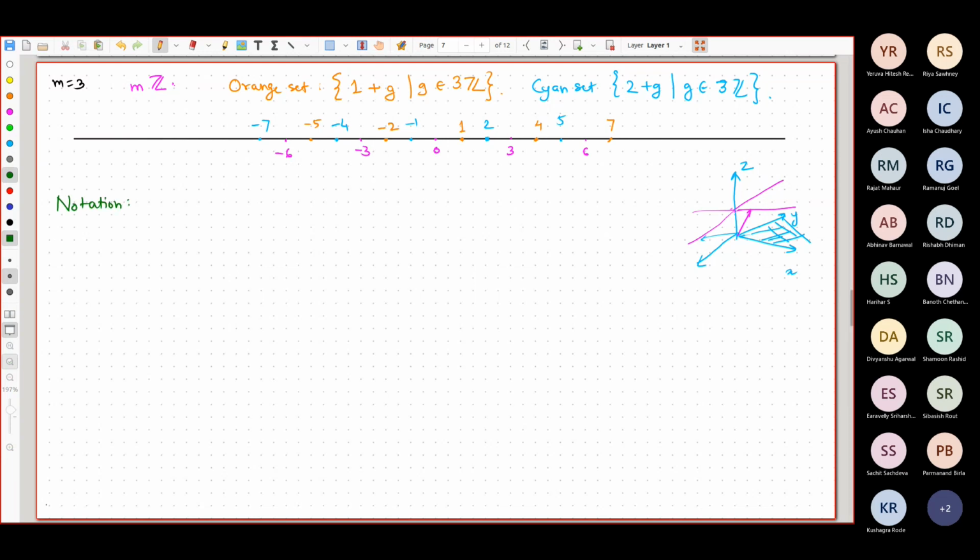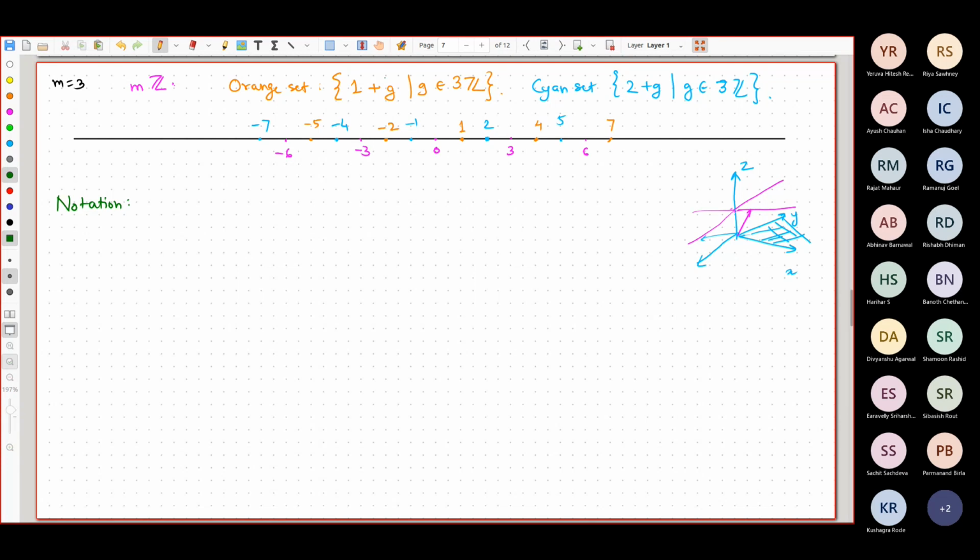Sachit, why is the orange set not a group? The orange set is not a group because the identity element is not in the orange set. Orange set under what operation? If you're trying to say orange set under the usual addition operation, then it is not a group because the additive identity is not in the orange set.